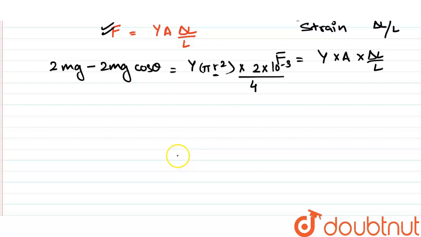Okay. So upon solving this equation for theta, because m is given, g we already know, r is given, Y is given, we just have to put the values in the equation, and the value of cos theta will come out to be 0.80, meaning the value of theta equals 36.4 degrees. This is our final solution.